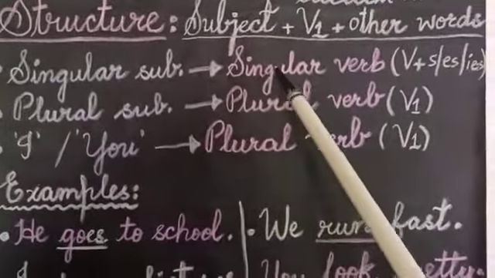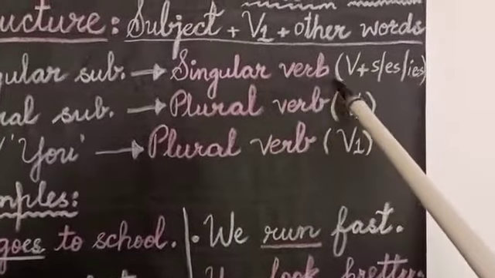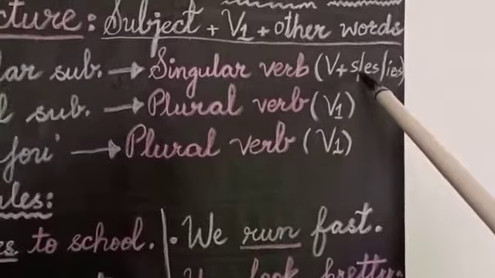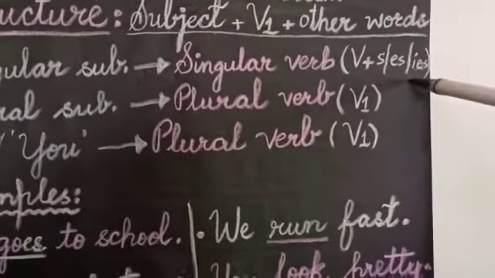Singular subject takes singular verb. And I told you that singular verb is actually the first form of the verb, but with an addition of s, es or ies at the end.